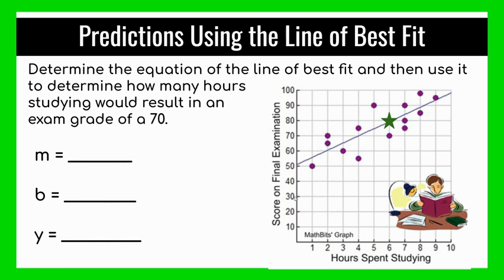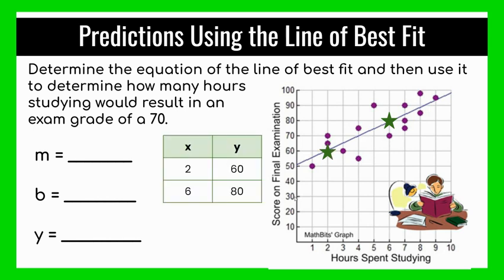So I'm going to put those 2 points in a table. So we have 260 and 680. And then we're going to calculate the change in y over the change in x. Well, to go from 60 to 80, I add 20. To go from 2 to 6, I add 4. So we have 20 over 4, which simplifies to 5. So my slope is 5.